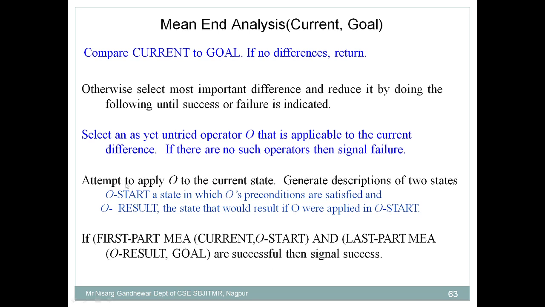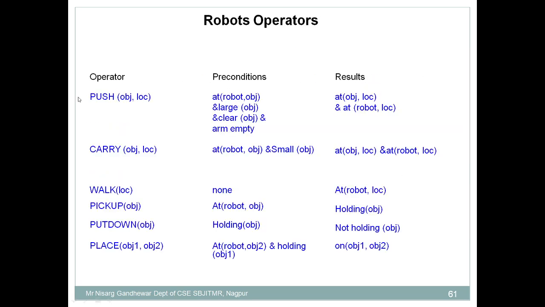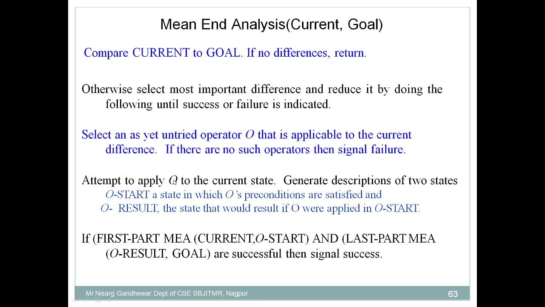Otherwise, attempt to apply O to the current state. Means you apply the operator O to the current state so that the difference can be reduced and you reach the goal state. So generate the description of two states. O-start is a state in which the operator's preconditions are satisfied. Means in order to start an operator, as we just discussed before, suppose I need to use the push operator, its precondition should be satisfied. So same thing is there. And O-result is a state that would result if operator O is applied on the O-start. Okay, so these are the two things.